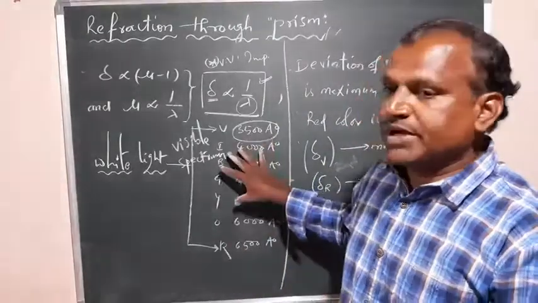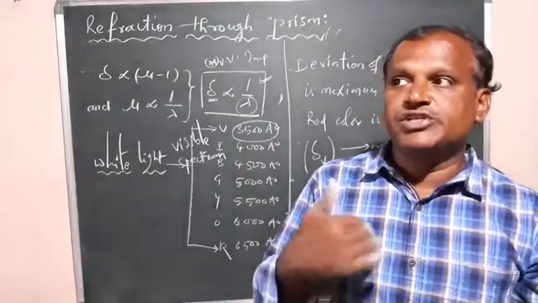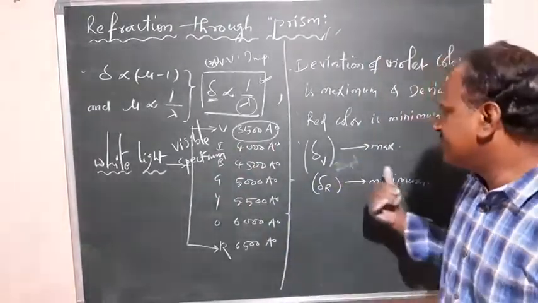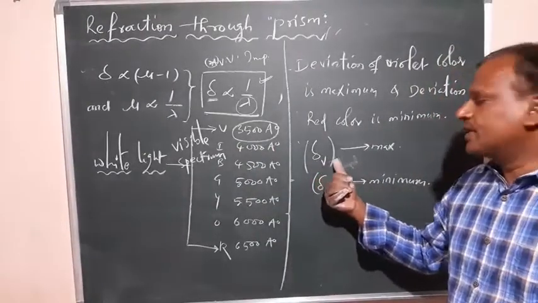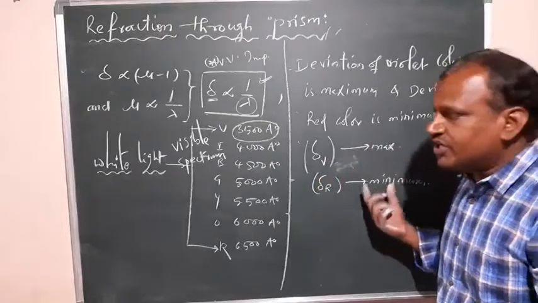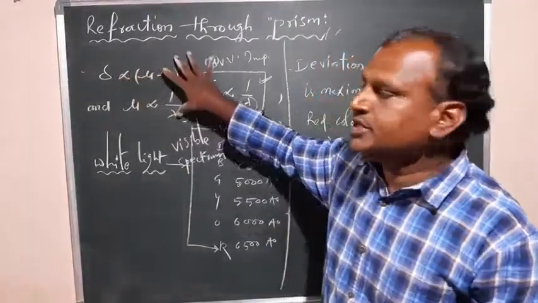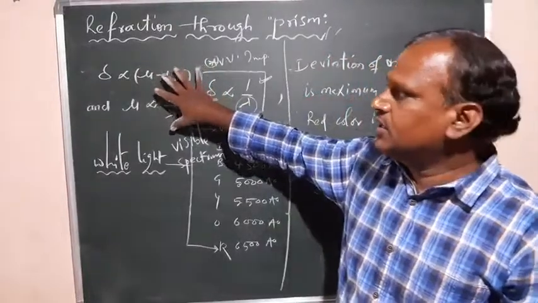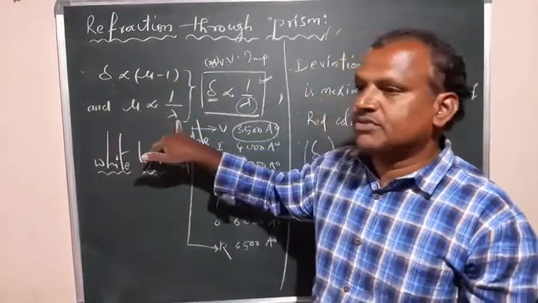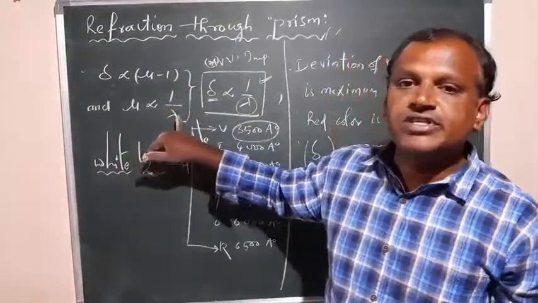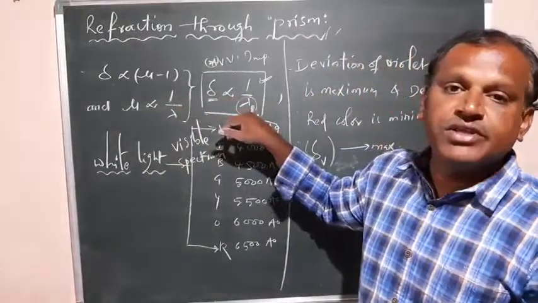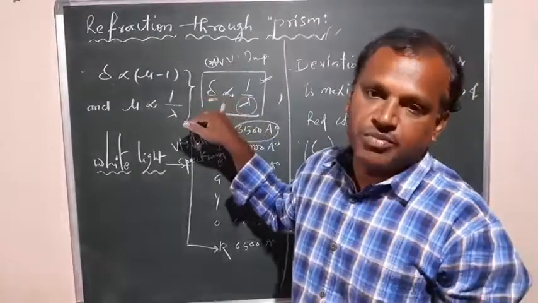In the visible spectrum, which color makes more deviation and which makes less or minimum, we have observed here. The deviation of violet color is maximum, and the deviation of red color is minimum. This observation is related to this concept. It is very, very important, you have to remember, right? Deviation depends upon the refractive index, and at the same time refractive index depends on the wavelength. The color with minimum wavelength has maximum deviation, and the color with maximum wavelength has minimum deviation, right?